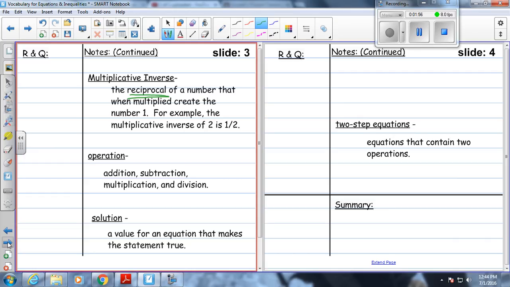It's important. Operations, we've heard that a lot. I just want to reiterate it. Solution, it's the answer to the equation that makes it true. Two-step equations are equations that have two operations in them.